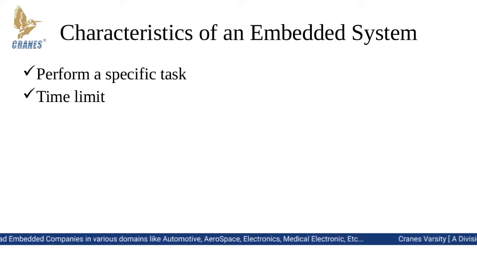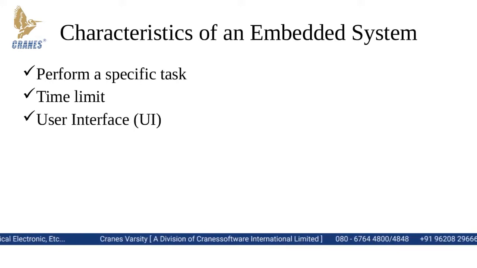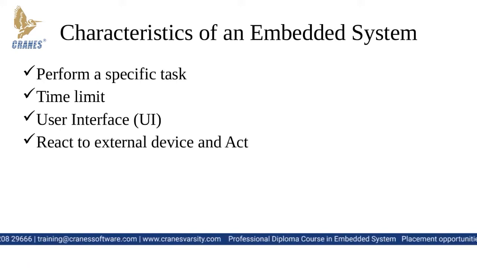Another example would be if an ATM machine delays to give a response for withdrawal of money, then we may lose the money. They have minimal or no user interfaces. A fully automatic washing machine works on its own after the program is set and stops once the task is over. Some embedded systems are designed to react to external devices and act accordingly, like a thermometer, a GPS tracking machine, etc.